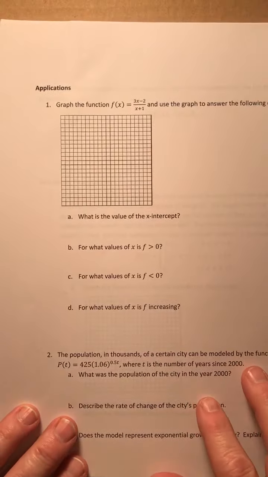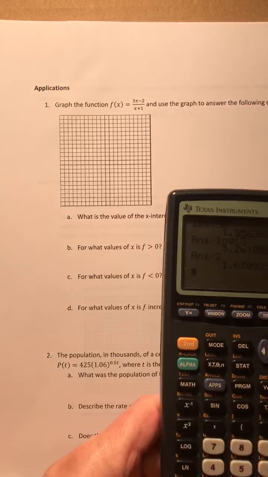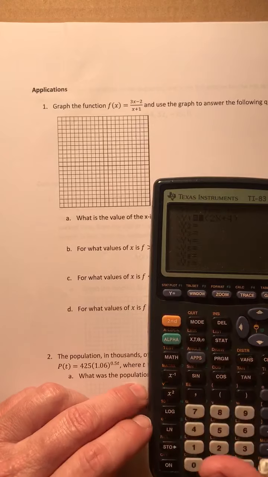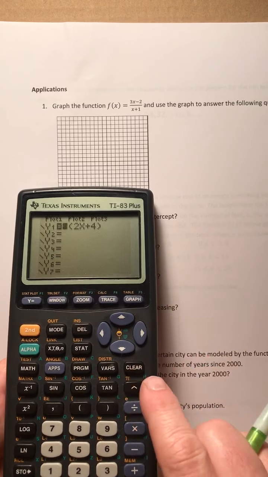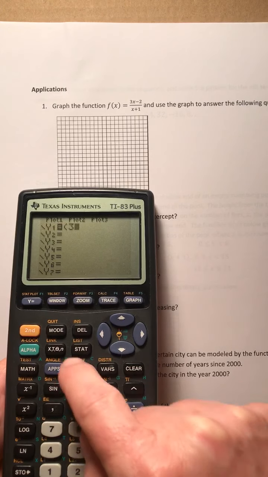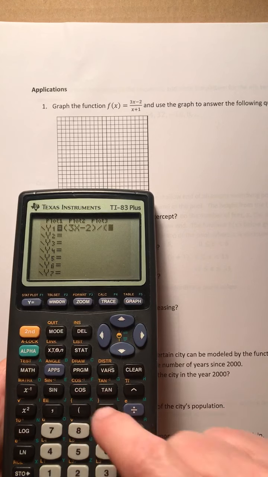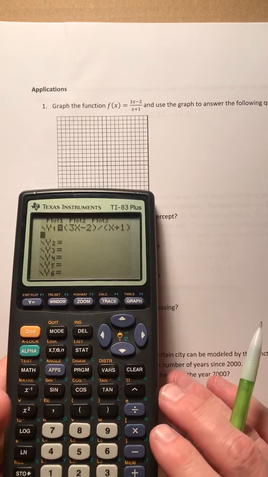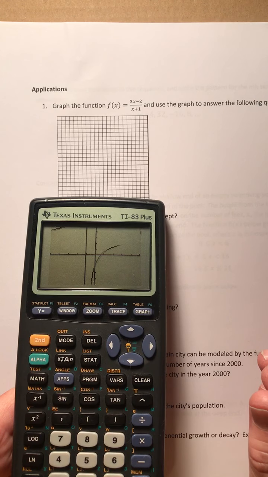So the applications, the first one, all you really have to do is graph this and answer the question. I'm not going to draw the graph on there, but I would just graph it on here. So again, I'm going to go to y equals. I'm going to put this in the calculator. So it's going to be, clear that out, parenthesis 3x minus 2, and my parenthesis, divided by parenthesis, x plus 1. Now they have to be in parentheses or it's not going to work out right. And then I just hit graph.